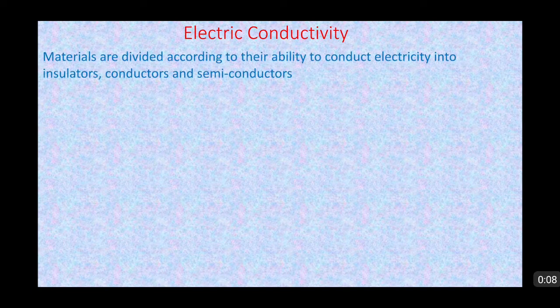Hi everyone, let's continue. Electric conductivity. Materials are divided into three main types, according to their ability to conduct electricity: first insulators, conductors, and semiconductors. Maybe you remember what an insulator is, what a conductor is, and what a semiconductor is.